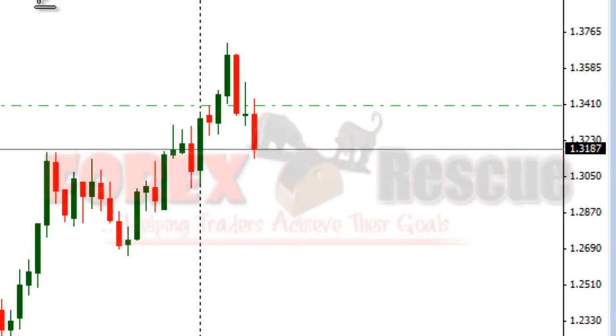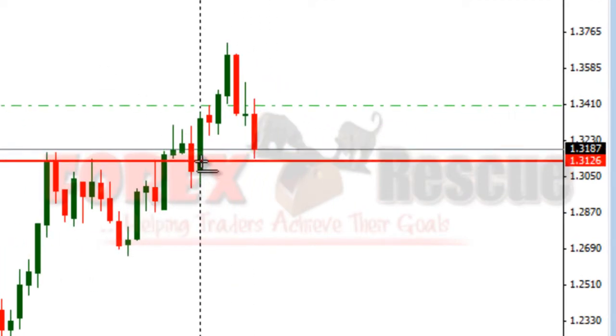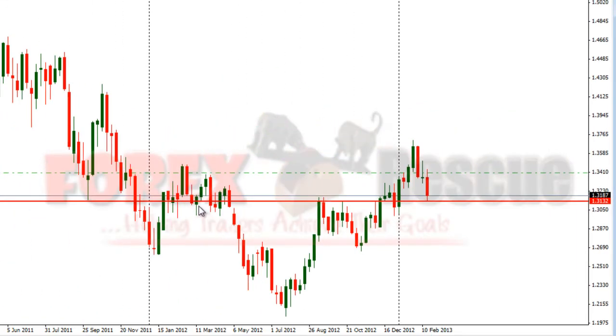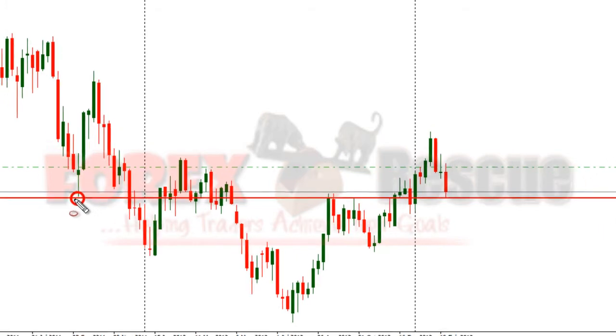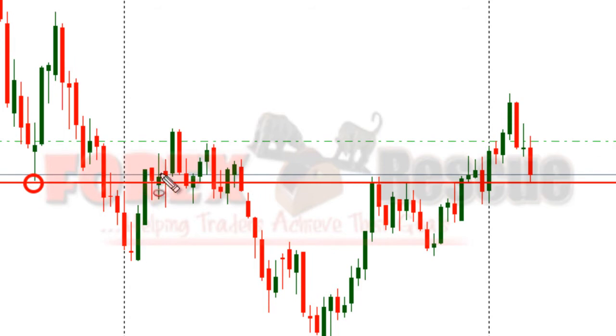If you bring your horizontal line very well, this is 1.3132. Now, the reason why this area is a very important place to take note of is because it is also an event area. If you look at this chart very well, you see the formation of what we call a pin bar bouncing off. So this area became an area of support. Now, this area of support has now turned into an area of resistance.